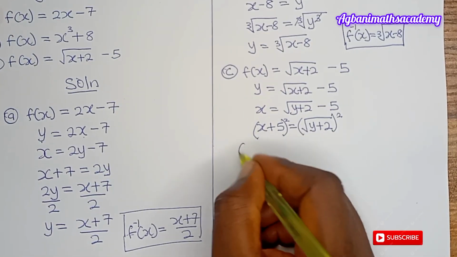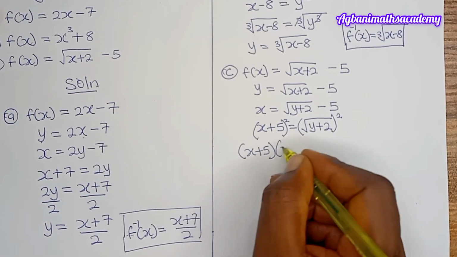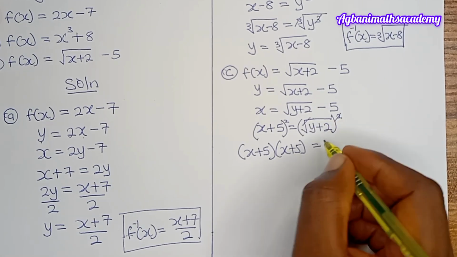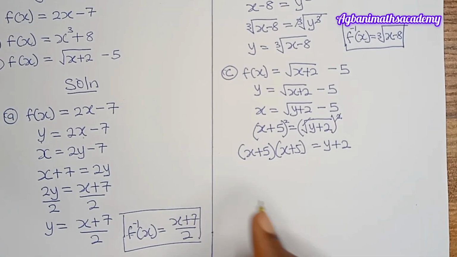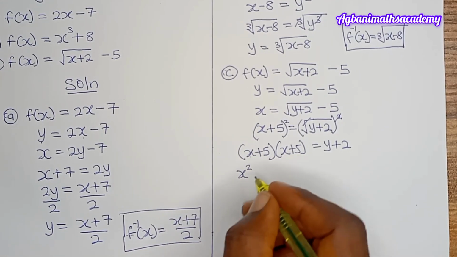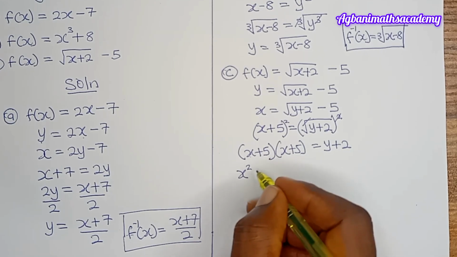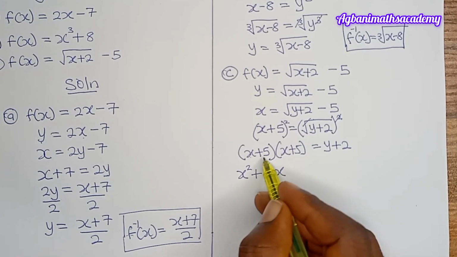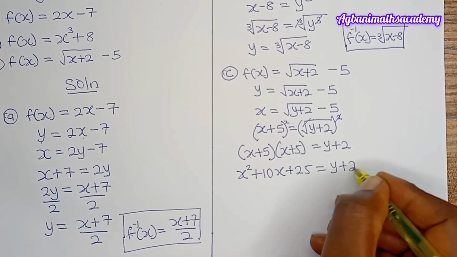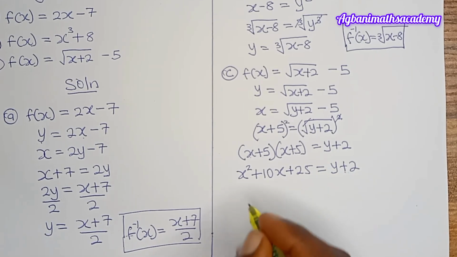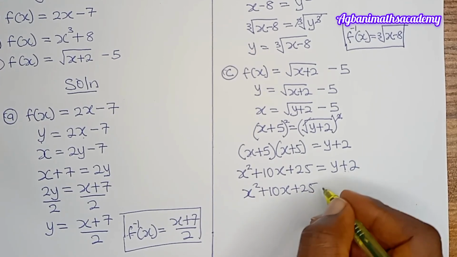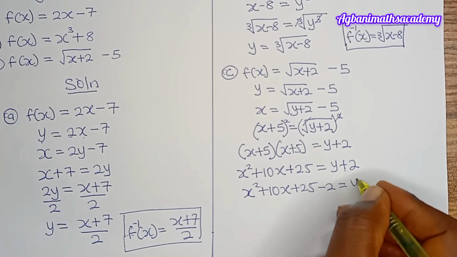So we have x plus 5 into x plus 5 is equal to, on the right, square will cancel out square root to have y plus 2. X multiplied by x gives us x squared. X multiplied by 5 gives us 5x. 5 multiplied by x gives us 5x, so we can simply write plus 10x. And then 5 multiplied by 5 gives us plus 25 is equal to y plus 2. So moving plus 2 to the left, we are going to have x squared plus 10x plus 25 plus 2 is going to change to minus 2 is equal to y.